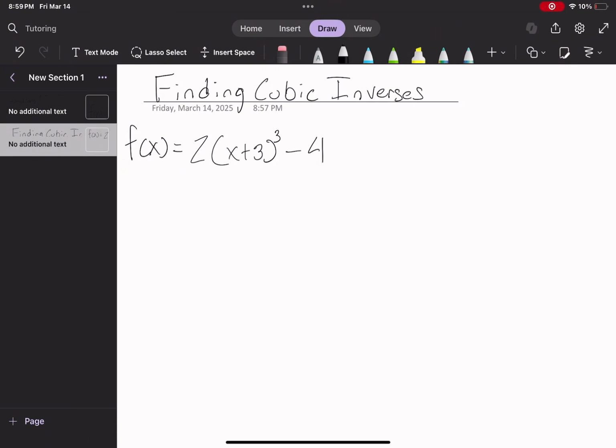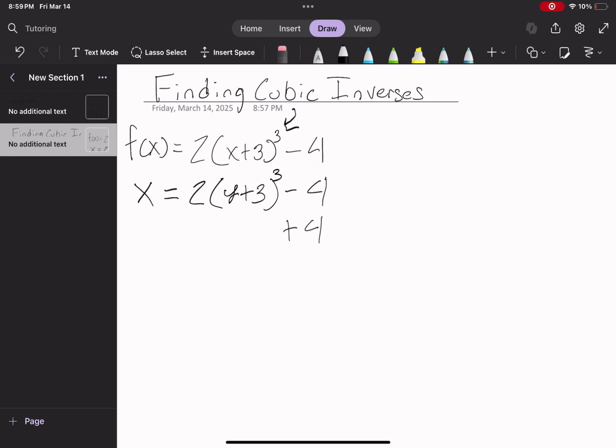So let's start. Here we have f of x is equal to 2 times (x plus 3) cubed, not squared, but cubed, minus 4. So we've got to swap our variables. x is now equal to 2 times (y plus 3) cubed minus 4.